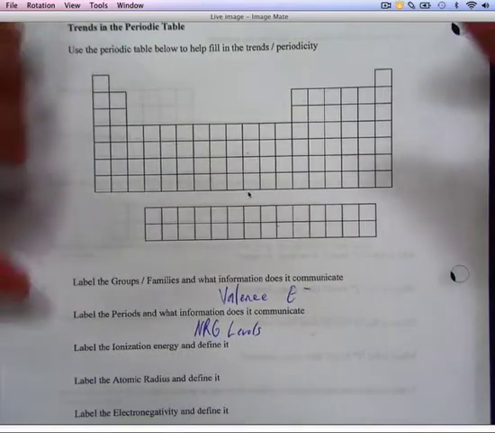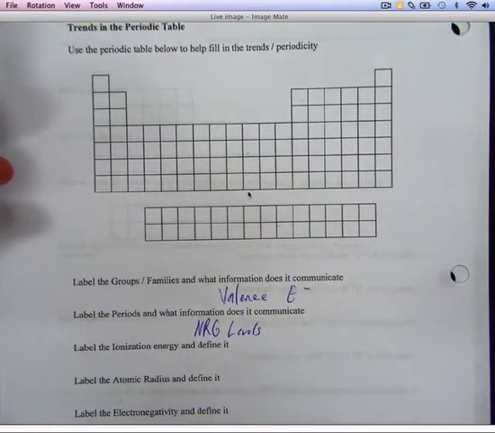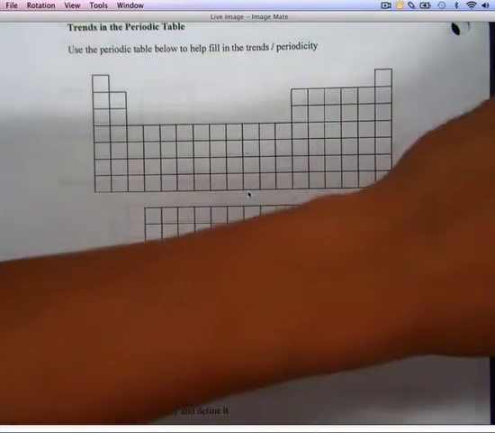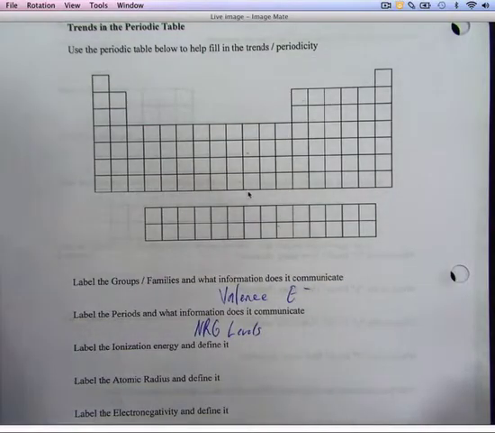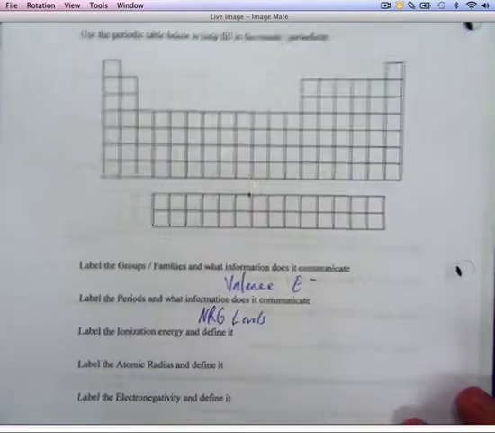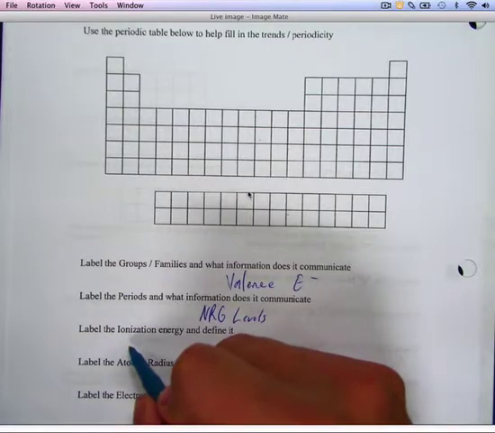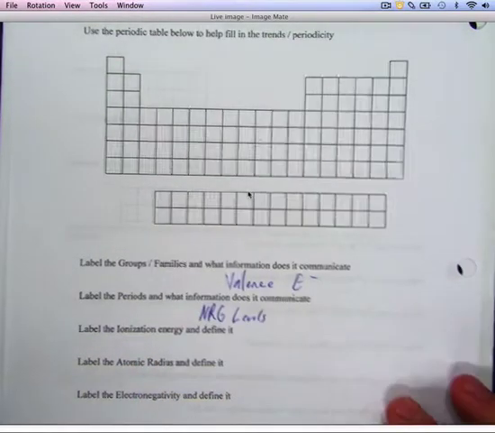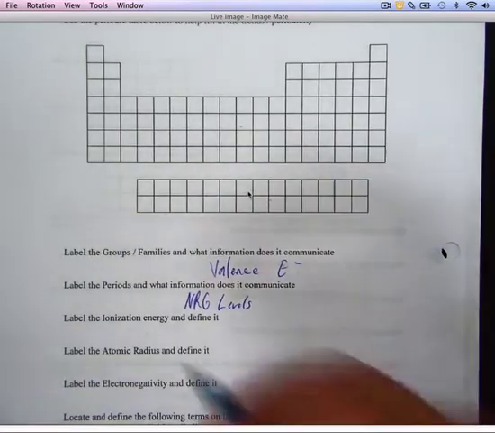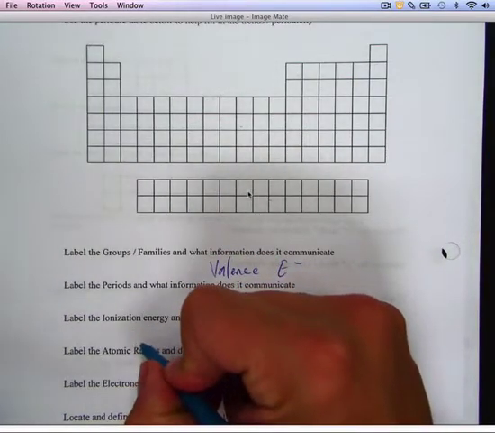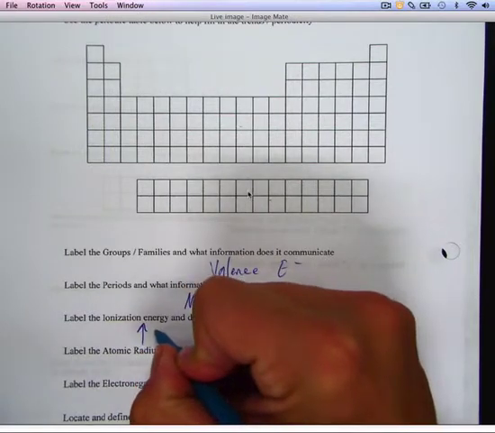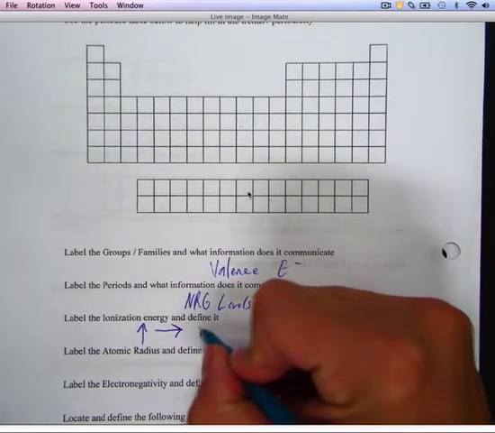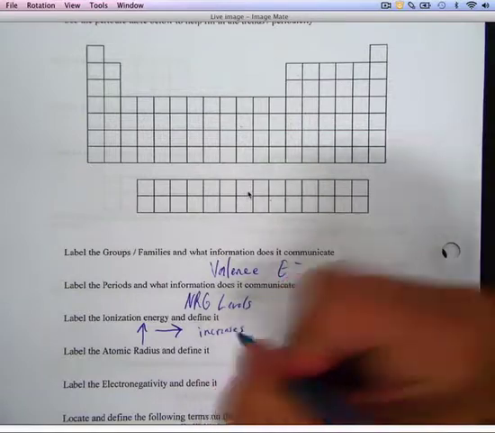Ionization energy works like this. Ionization energy is the energy it takes to get rid of an electron. The lower the energy, the easier it is to get rid of an electron. The higher it is, the tougher it is to get rid of that electron. On the periodic table, as you go from bottom to top and left to right, it increases.